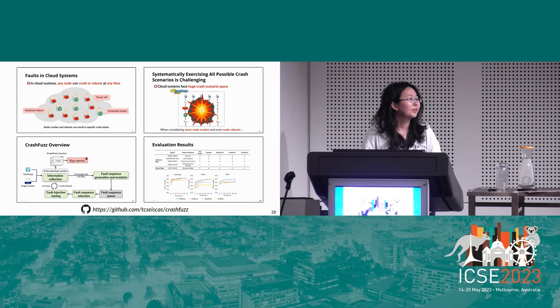Do you consider any other kind of errors, or do you just focus on crash recovery? In this work, we just focus on node crashes and reboots, and we expect to add more faults in future work. So will your heuristics be applicable to things like Byzantine faults, for example, where you corrupt some data and then, you know, what happens? Would the same heuristics apply, do you think?